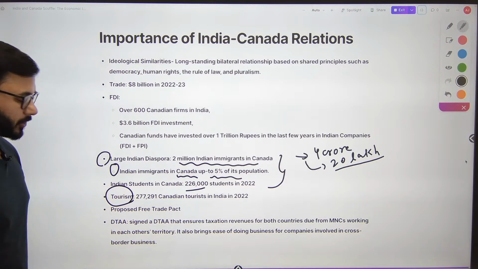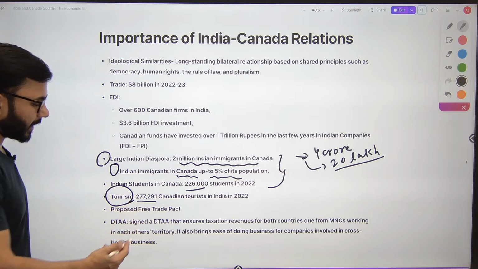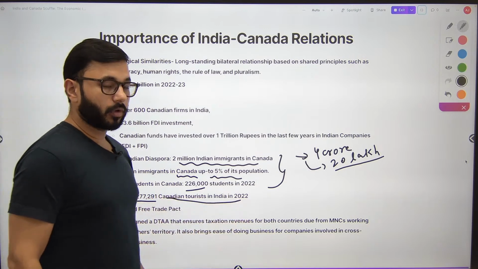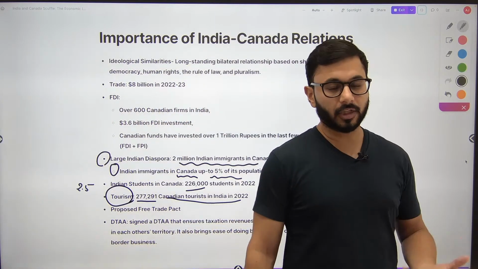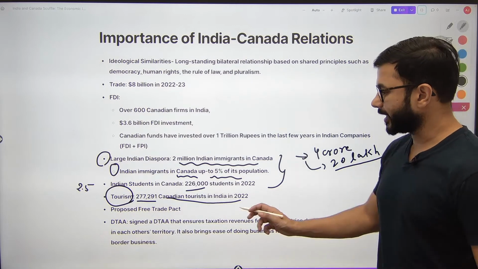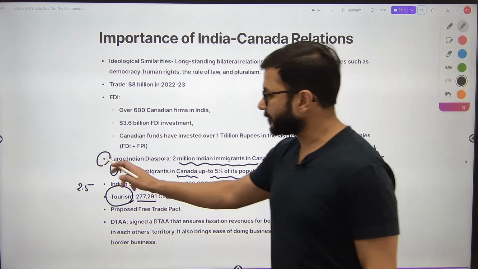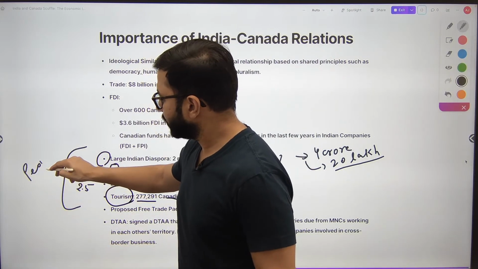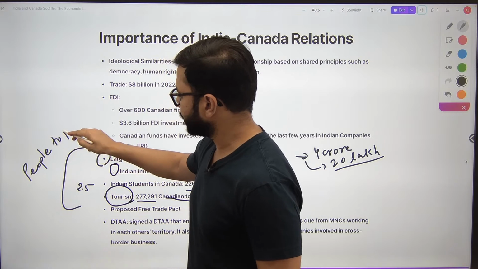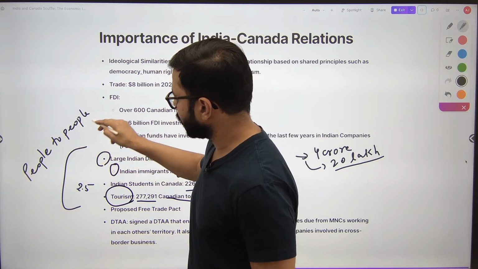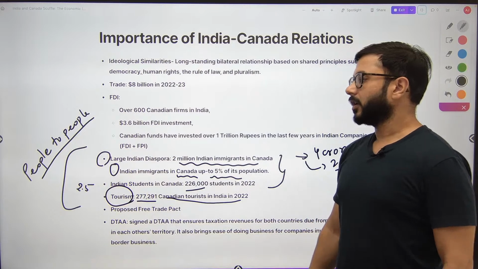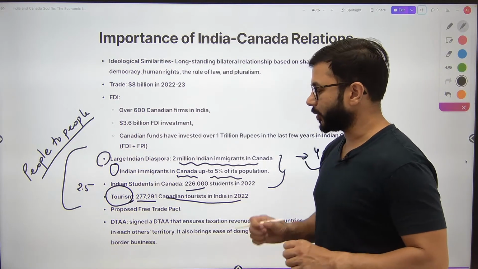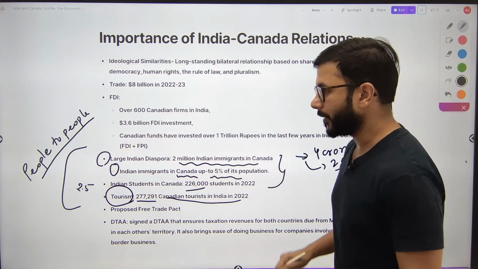Tourism की अगर हम बात करें, you don't have to remember the exact facts. You can remember somewhere around 2.5 lakh Canadian tourists came to India as tourists in order to see the country in 2022. This means we have strong people-to-people contacts as well. A lot of people move from India to Canada. A lot of people come from Canada to India for tourism. So this tells us that people-to-people contacts between the two countries have been very strong, और ये impact भी पड़ने वाला है.